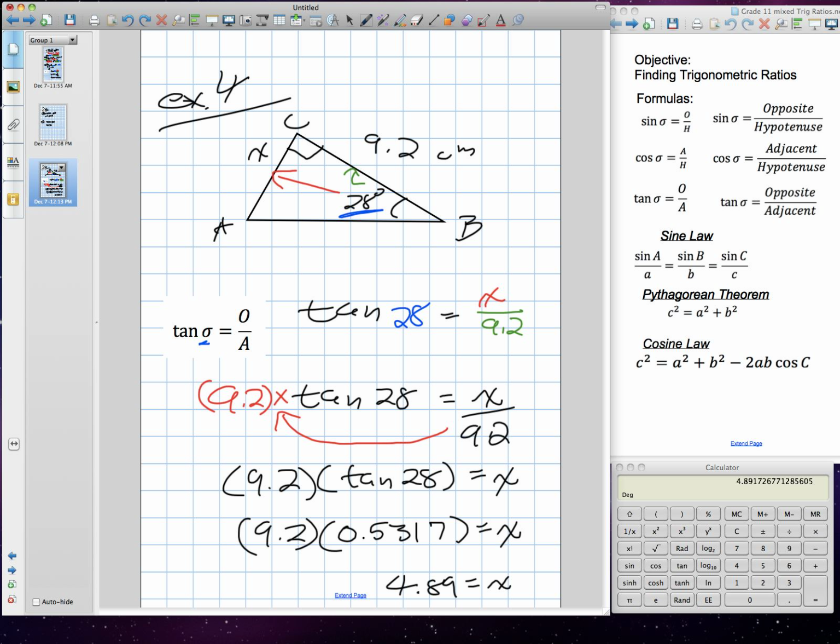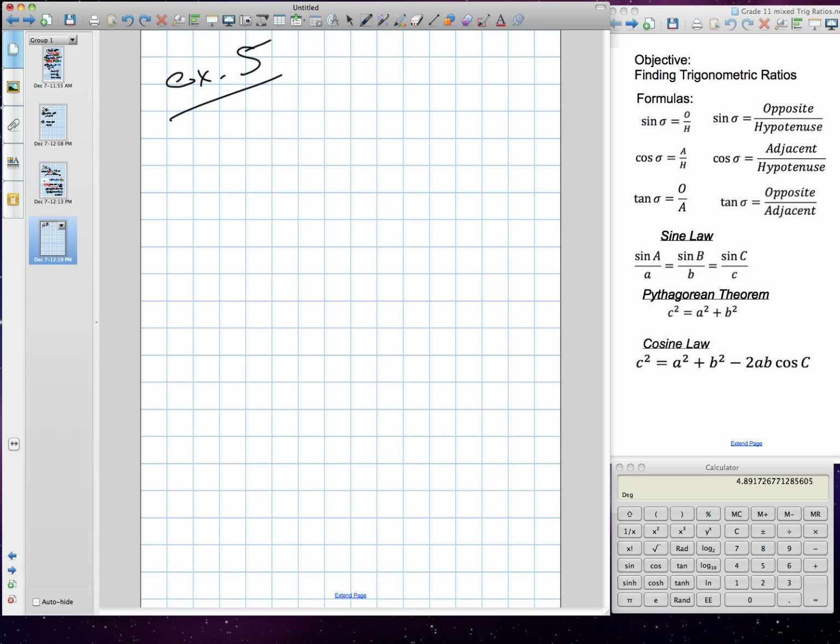Example 5. It says that a radio transmitter is to be supported with a guy wire as shown. The wire is to form a 65-degree angle with the ground and reach 30 meters up the transmitter. So they have some transmitter here, and there's a guide wire. And we also know that the angle of elevation, or the angle that it makes with the ground, the guide wire, is 65 degrees. Our transmitter is 30 meters tall. The wire can be ordered in whole number lengths in meters. How much wire should be ordered?